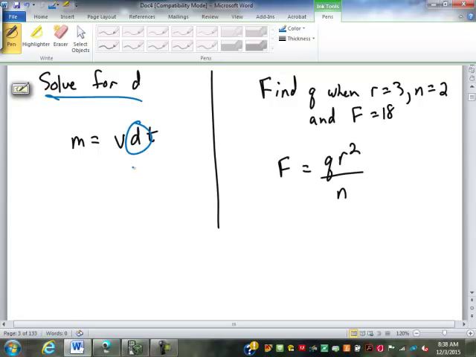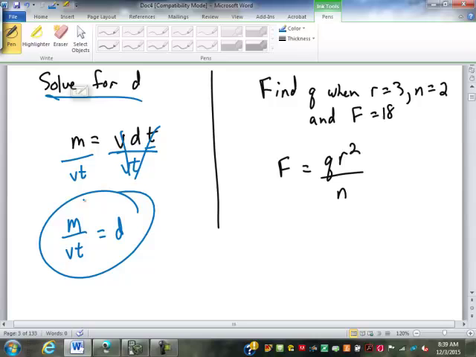First one here, solve for D. Well, here's D. I have to get everything else out of there, which means I have to get rid of the V and the T. How are those attached to D? They're multiplied. So to get rid of them, I'm going to have to divide. I'm going to divide by V and T. Those are gone. Over here, I divide by V and T. So M over VT is D. All done.